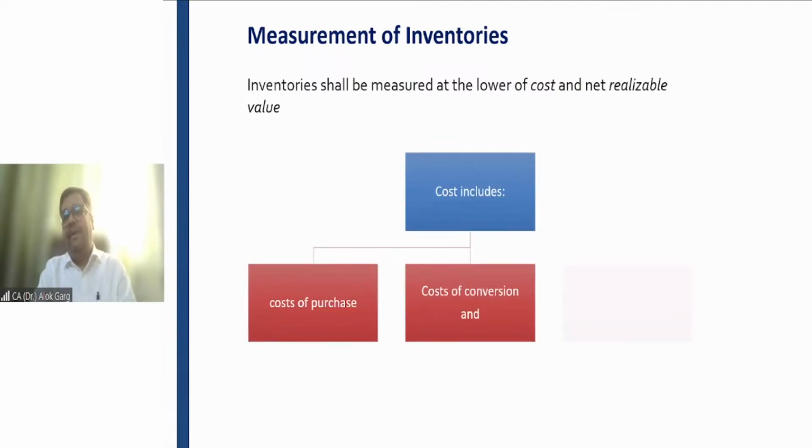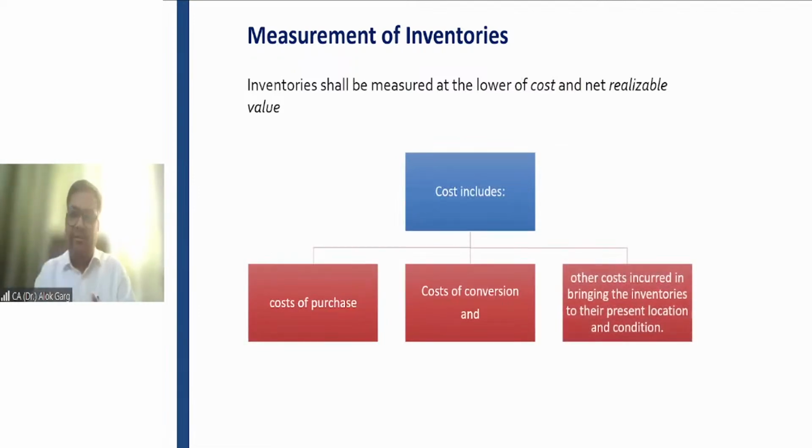What is meant by cost and what is meant by net realizable value? First of all, what is meant by cost? There are three parts of the cost. Number one, cost of purchase. Simple. You are an automobile manufacturer, and for manufacturing a car you need a lot of raw material. You need plastic, wires, batteries, glass, steel, iron. A lot of things you need. So you go into the market and purchase those items. So this is cost of purchase, right? Then cost of conversion.